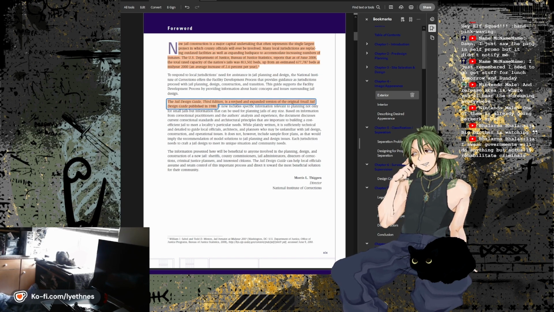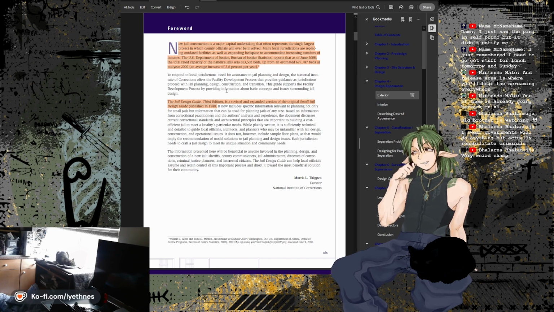New jail construction is a major capital undertaking that often represents the single largest project in which county officials will ever be involved. Many local jurisdictions are replacing outdated facilities as well as expanding bed space to accommodate increased numbers of inmates. The U.S. Department of Justice Bureau of Justice Statistics reports that as of June 2008, the total rated capacity of the nation's jails was 813,502 beds, up from an estimated 677,787 beds at mid-year 2000.